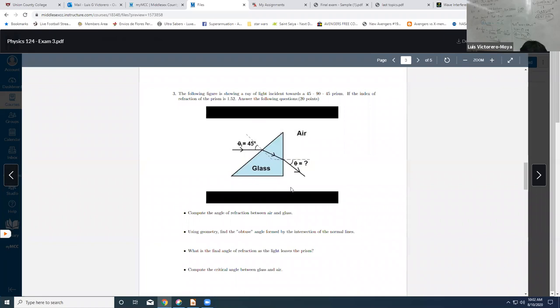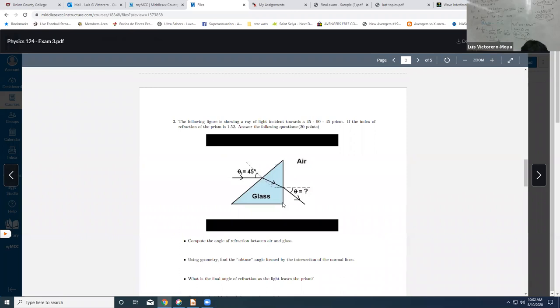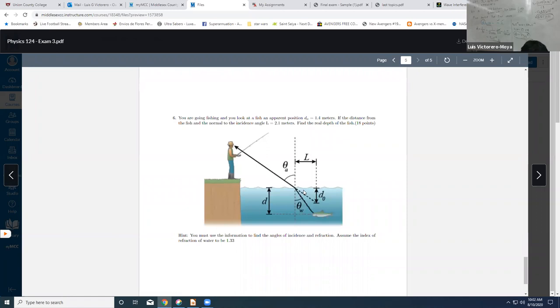Try not to, and if you do it again, I'm probably going to change this exam a lot. This is not the same exam I gave. I can use the same graph with different questions, right? But be careful, all right? If you decide to share this.